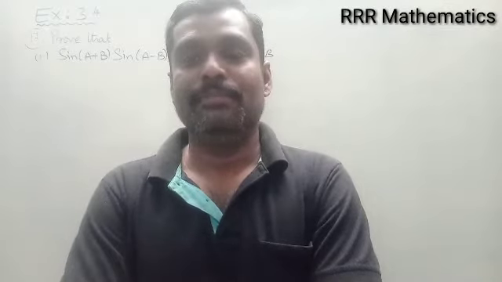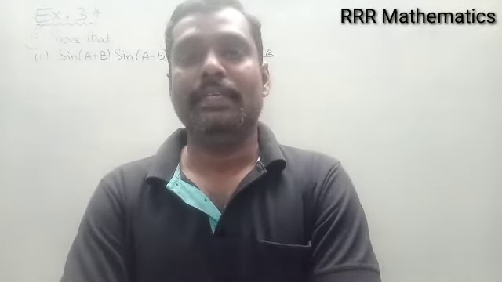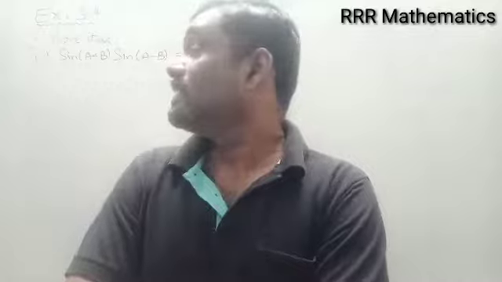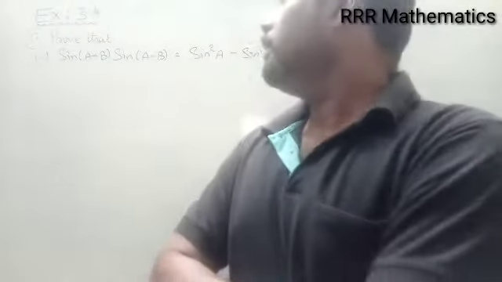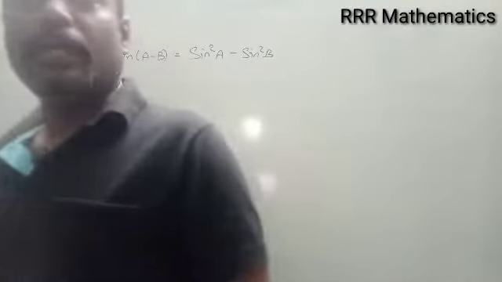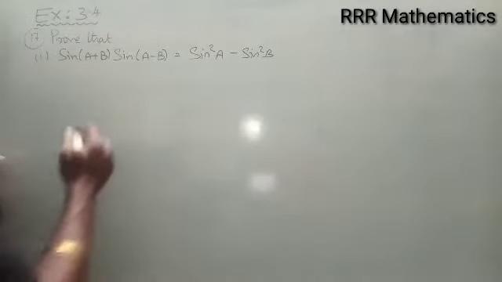Hi my dear student, today we will discuss chapter 3 Trigonometry. Exercise 3.4 question number 17. Prove that sin(a+b) into sin(a-b) is equal to sin square a minus sin square b. Got it?